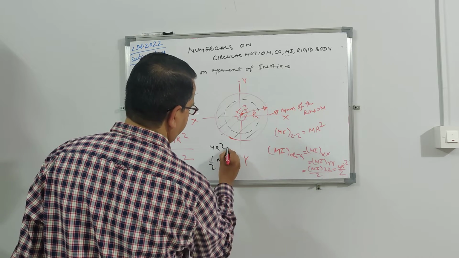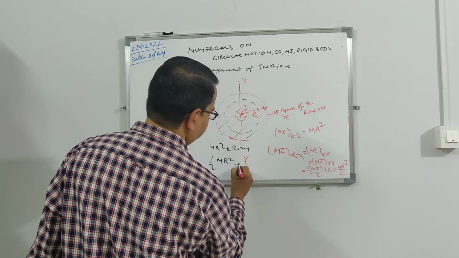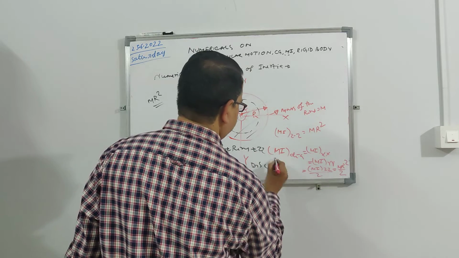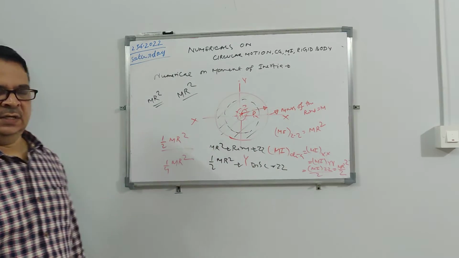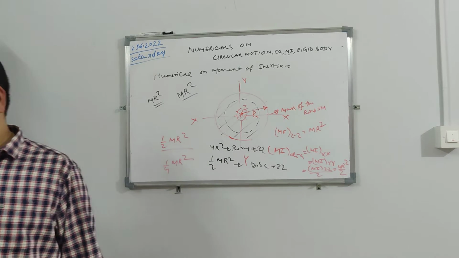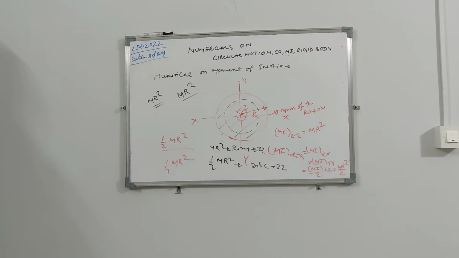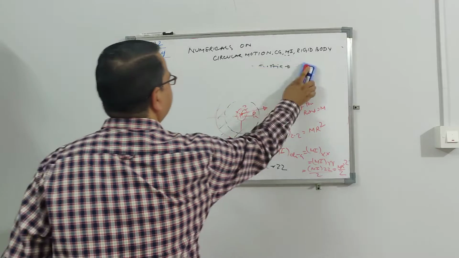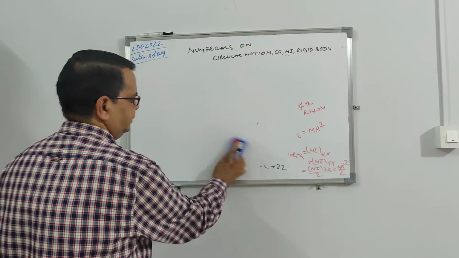So this is your ring, okay? This is your disk, okay? And this is your zz axis. This is also zz axis. So if you want to find it about the diameter, you have to divide it by 2. Okay? Take it. So this is another numerical on moment of inertia.